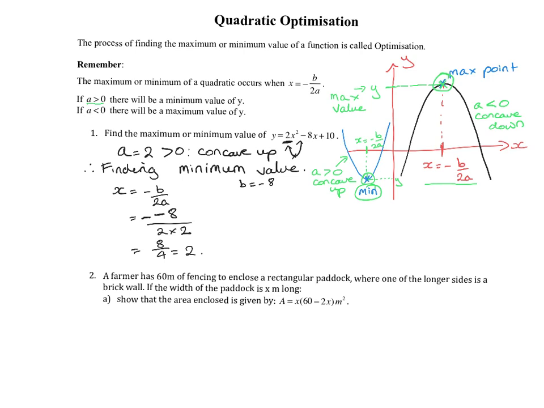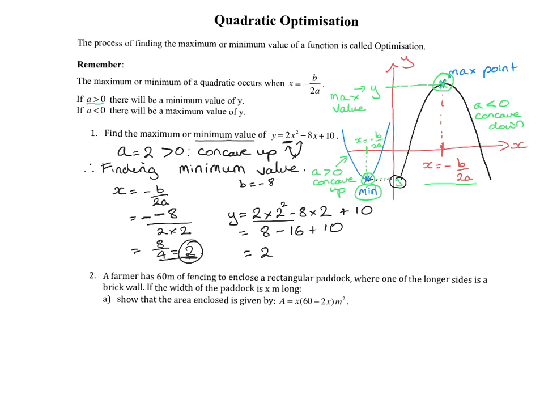Okay, but here's the thing, they asked for the minimum value. Remember, the minimum value is the lowest point on the graph, or in other words, the y value, so we still need the y value. So y for this value of x. We sub in this value of x, 2, into the function. So we get 2 times x squared, or in other words 2 squared, minus 8 times 2 plus 10. This becomes 8 minus 16 plus 10, which is 2.